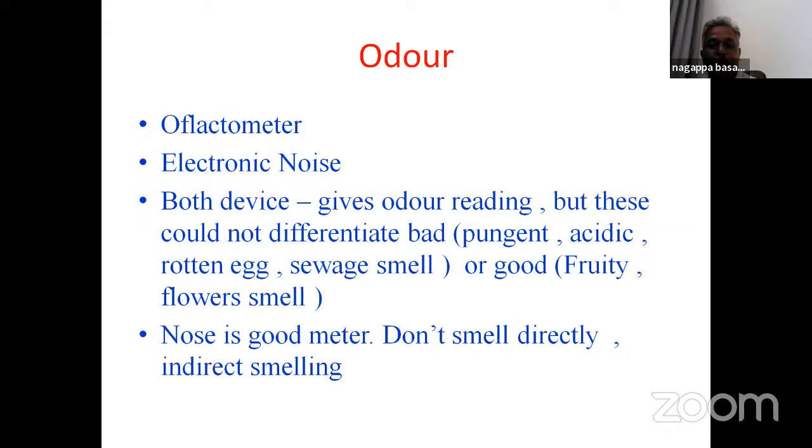You have to smell it indirectly. Directly, it is not allowed to smell. If you smell ammonia directly, there is definitely a burning sensation in the nose, and blood can come out. That's why after indirect smelling, we can write pungent smell, acidic smell, rotten smell, severe smell, like that. Four or five smells we are writing. The quantity of the smell, we are not measuring at all.